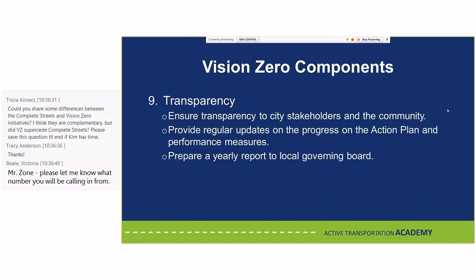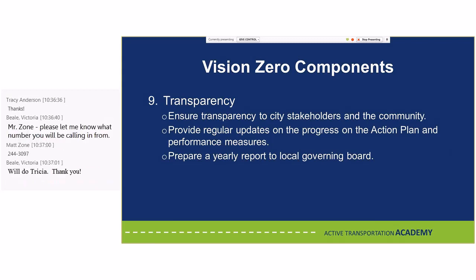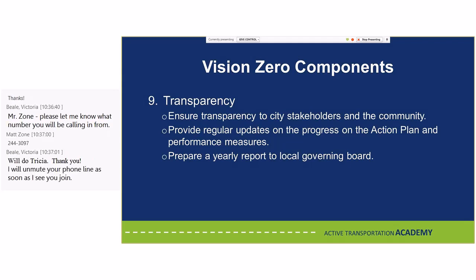Okay, so the next component is transparency. Ensuring transparency to stakeholders in the community is important so that people are getting regular updates on the progress of implementation with the action plan, seeing how the implementation is performing with the performance measures, how effectively it's being implemented, and what results are coming in. Are injuries and fatalities actually decreasing in your community? The other thing about these performance measures, other than just celebrating success, is you can also identify where areas are not working in a timely manner, so that you can focus on those and be more responsive to making changes so that you are being effective.